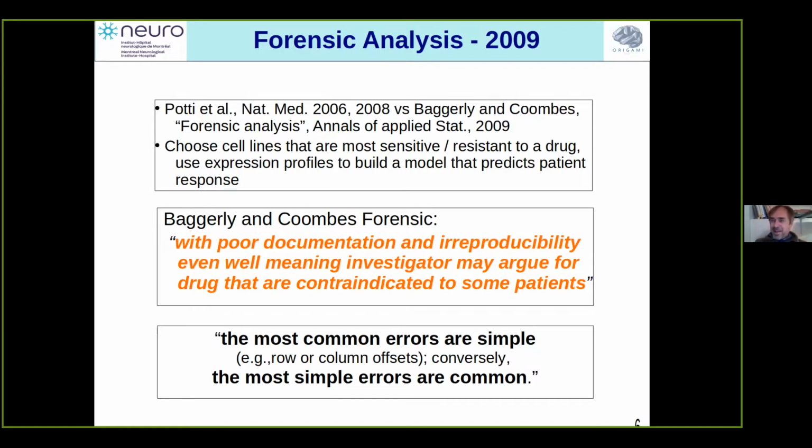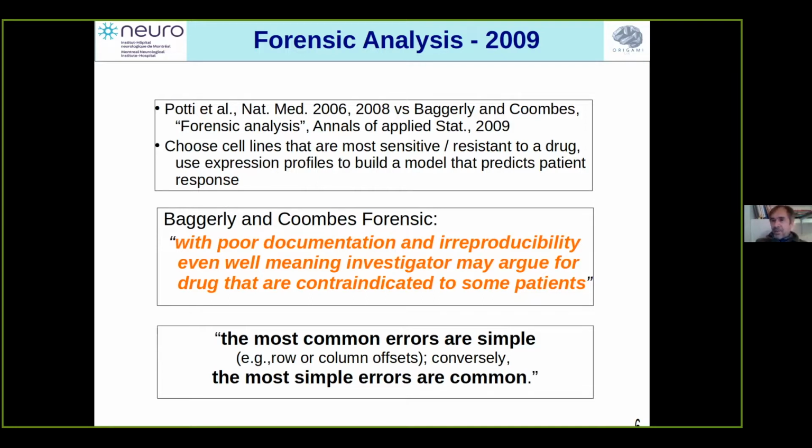And so at the end, Baggerly and Coombes really thought about the problem, and they said that with poor documentation and irreproducibility, even well-meaning investigators may argue for drugs that are contraindicated for some patients, because at the time they were published, there was already, I think, some clinical trial being set up or on the way. They thought about the problem very hard, and they concluded that the most common errors in research are simple errors, like the row or column offset, and conversely, the most simple errors are quite common.